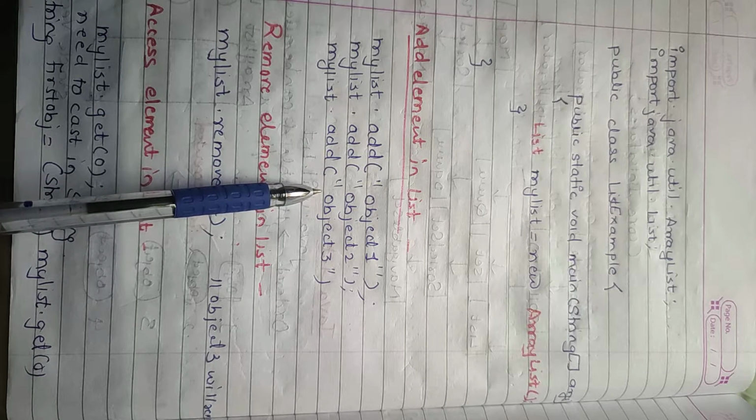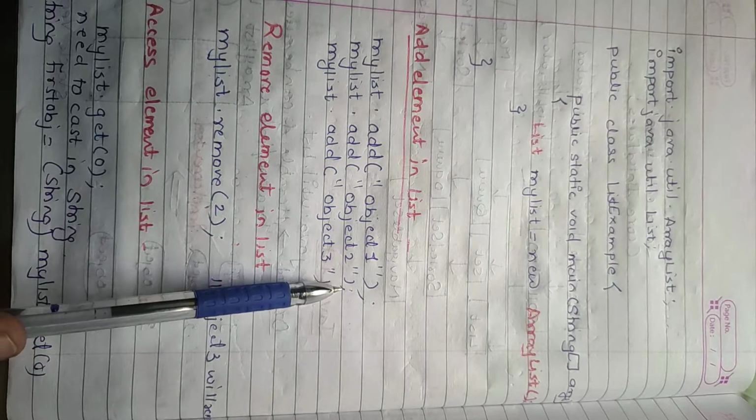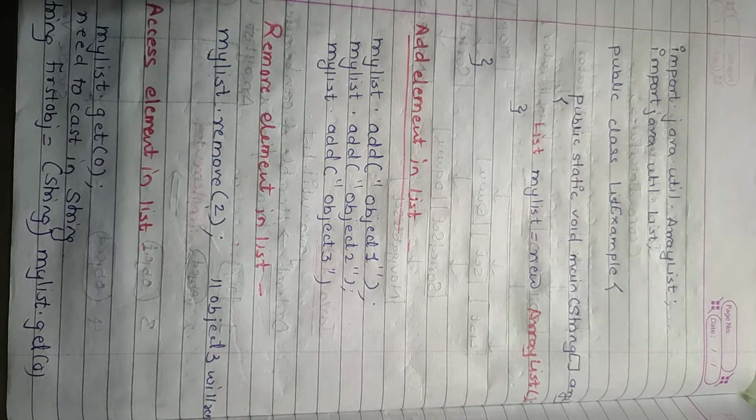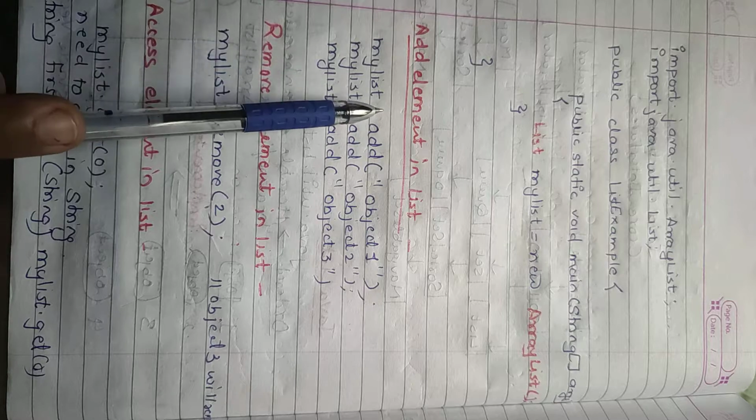So of course, three elements we have added in the list. The first element will be at position 0, second at 1, third at 2, right? So the last element you will find at n-1. Then next, this is about adding an element.